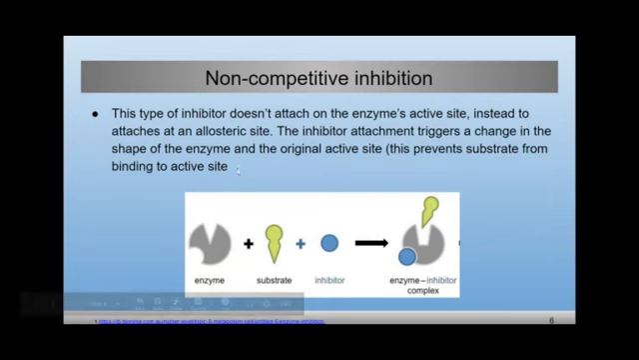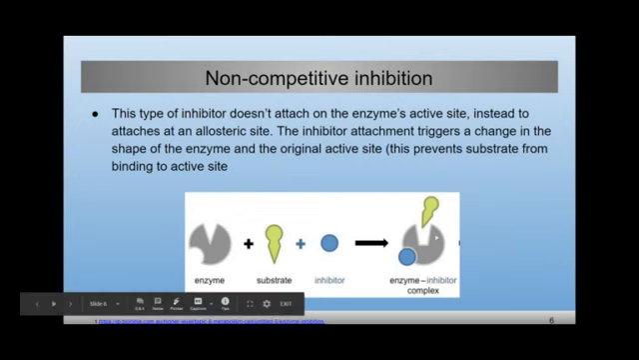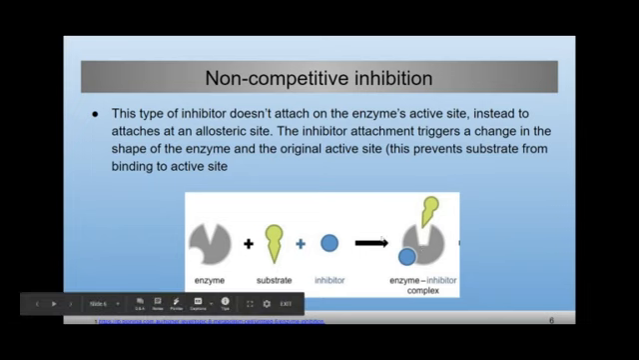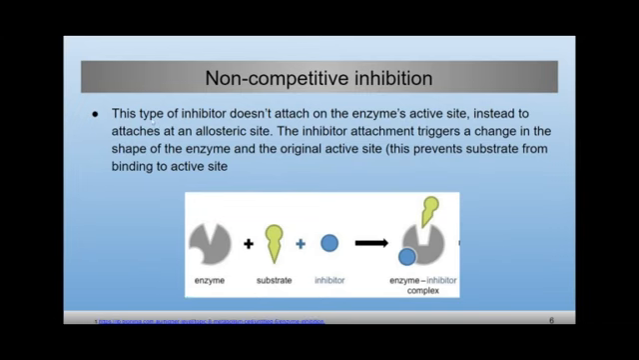And so as you may be able to guess, this is not fixed by an increase in substrate, because if the active site shape is changing itself, you see that you're not able to fit any of these substrates, no matter the number. And so that's a really important distinction between competitive and non-competitive inhibition.